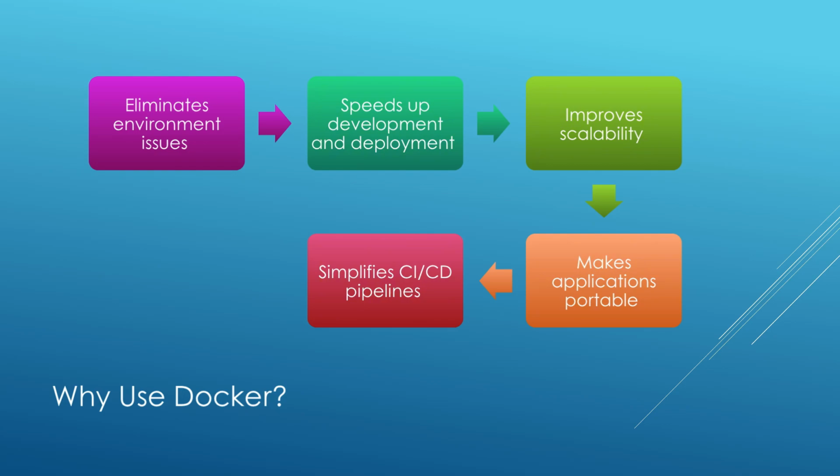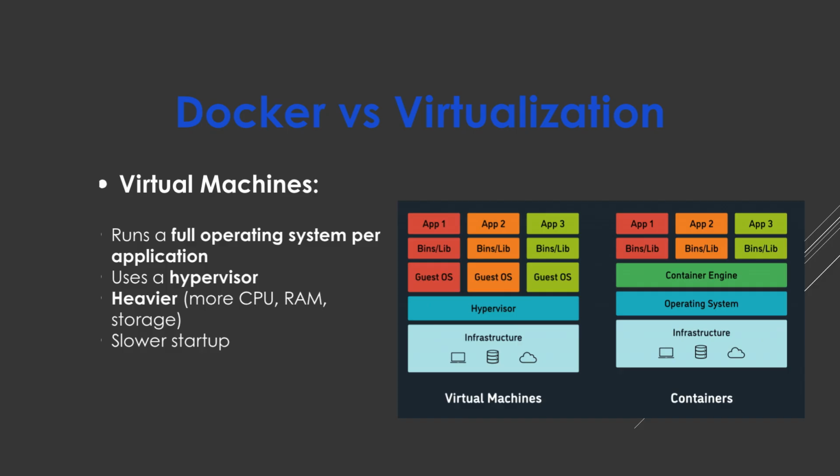which is something we use heavily in DevOps. Now, this is a very important concept, Docker versus virtualization. If you've worked with virtual machines before, you already know that each VM runs its own full operating system, and this is possible with the use of a hypervisor. That means if you have 5 applications, you might have 5 separate operating systems running. That consumes a lot of resources: CPU, memory, and storage.